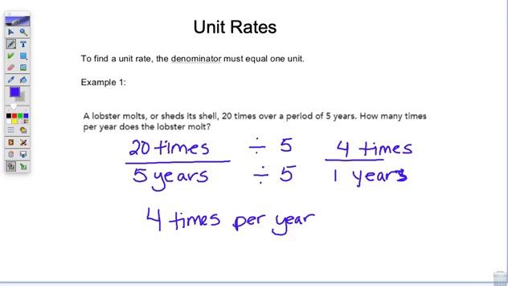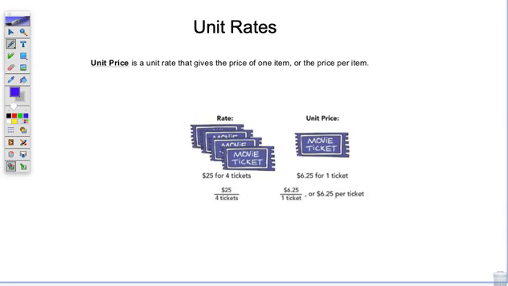Let's take a look at another example. Unit price is a unit rate that gives the price of one item or the price per item. So in this example, try to imagine that you are going to the movies with 4 of your friends. So we can get 4 tickets for $25. So we would have $25 in the numerator and 4 in the denominator. We can also look at that same example as the price per ticket. So if I actually divided this, I would get $6.25 per ticket.